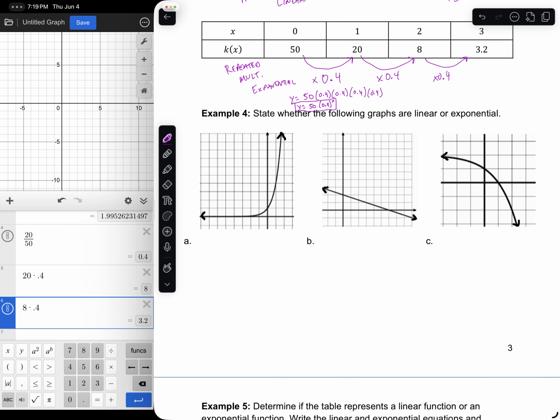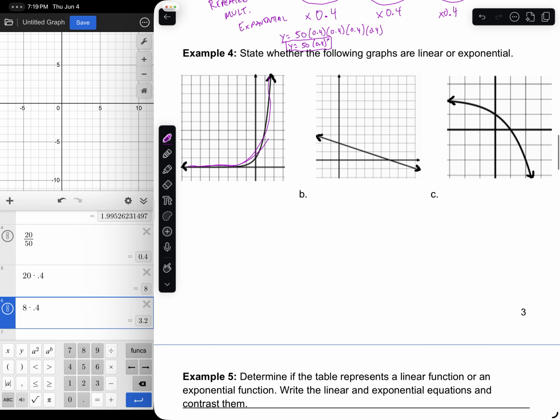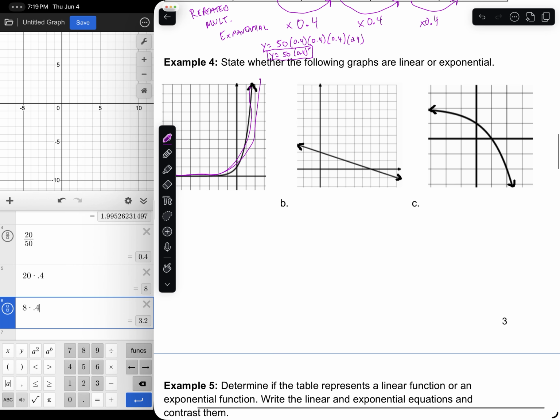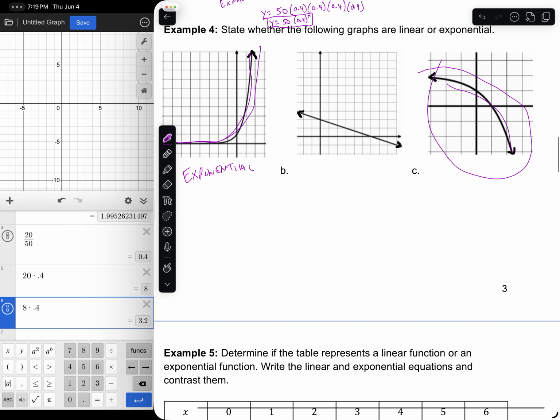State whether the graphs are linear or exponential. The exponential ones are going to have that nice smooth curve that all of a sudden explodes up and the growth really grows quickly. Or they could be going down quickly as well. And then this one's linear. So it looks like exponential and exponential. And the ones that are straight lines are linear.